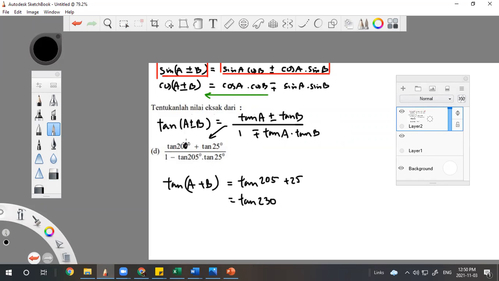Tapi better ini zeroin aja ya. Nah, gitu. 230 ada nggak ya? Nggak ada sih, 225 yang ada. Nah, udah gini aja. Oke. Sorry, soalnya kita diganti dikit.